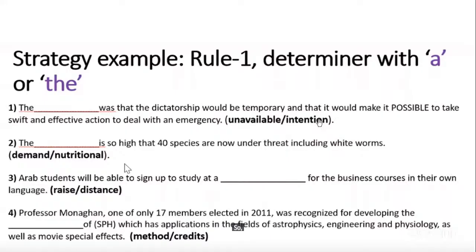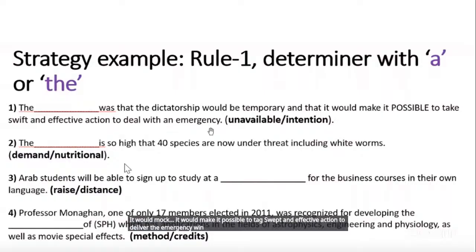So the intention of a dictator itself is a negative. So we don't pick up the word intention. We rather pick up this adjective, unavailable. The dictator would be temporary. It would make it possible to take swift and effective action to deal with the emergency.